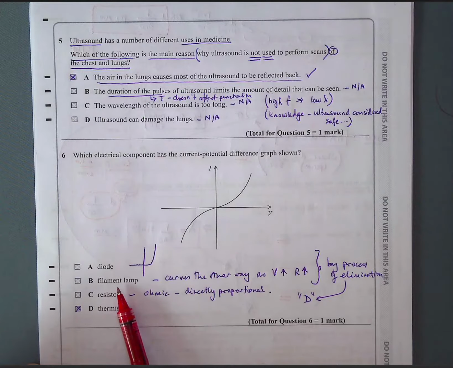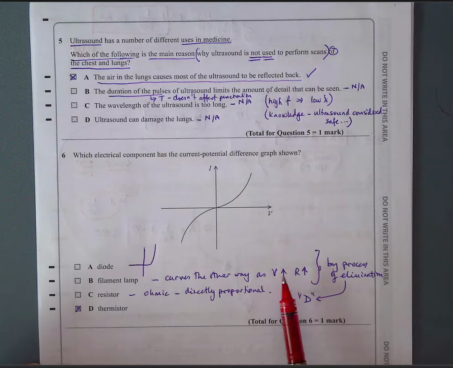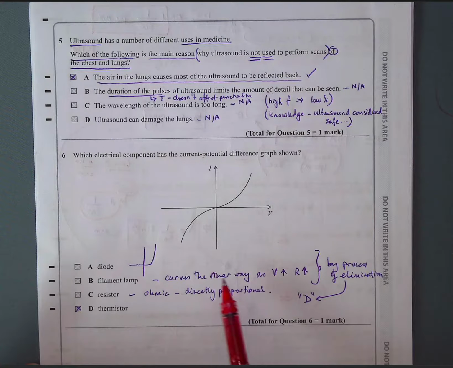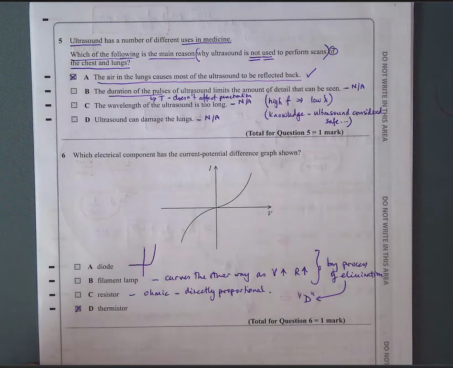A filament lamp would actually curve the other way, so you can stop the video and look it up if you want to. But this is something that students may just automatically go for and therefore lose a mark. But once you do some research, you'll see that it should be bending the other way rather than the way that they've drawn it. So this is a banana skin for some students.